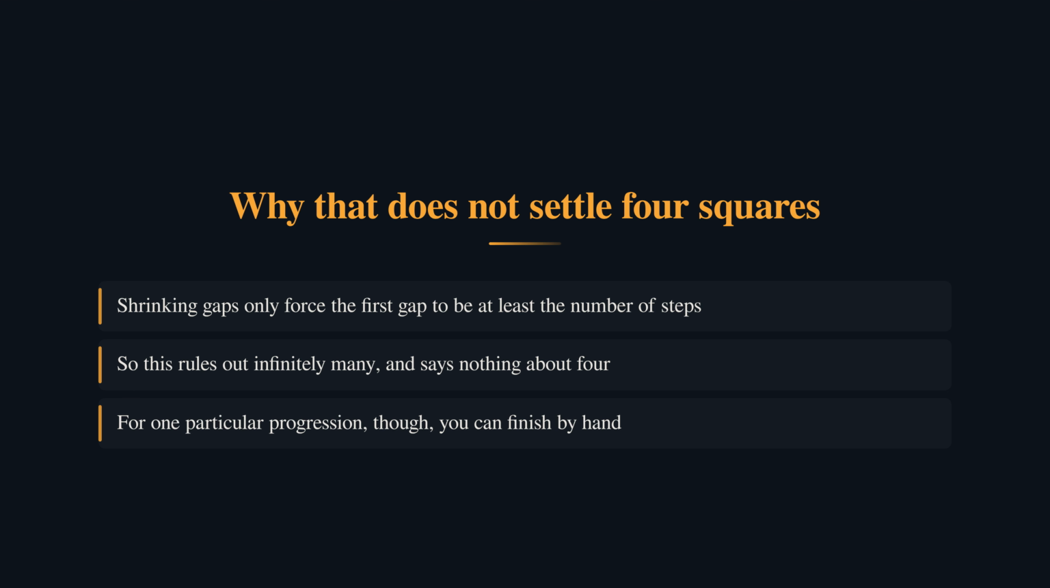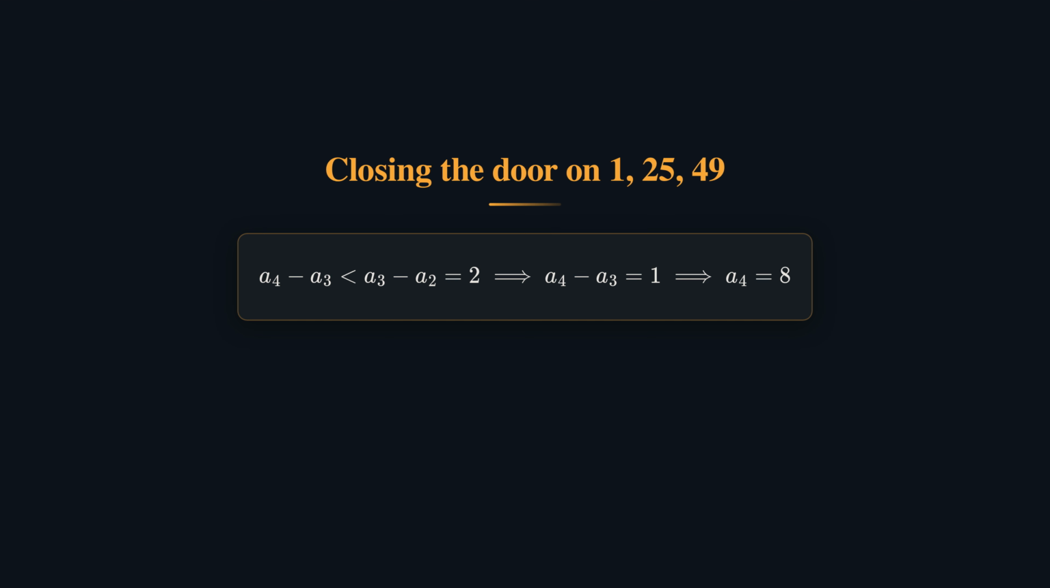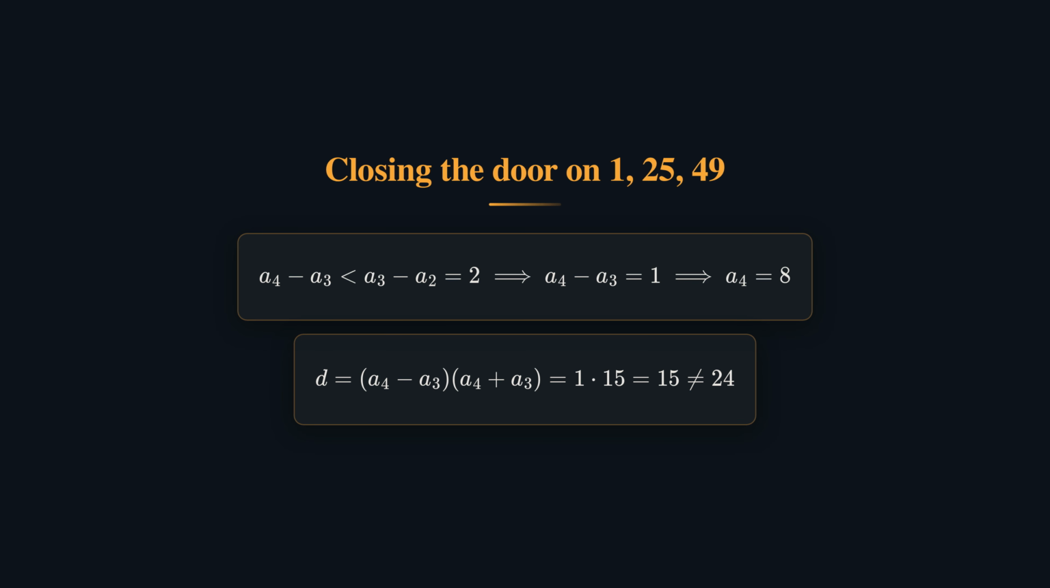For one specific progression though, we can close it using nothing more than the 2 gaps we already computed. Take 1, 25, 49, again where the gaps ran 4 and then 2. A 4th term needs a gap strictly below 2, and the only positive integer below 2 is 1, so the 4th root would have to be 8. But the difference is that same product again. 1 times 8 plus 7, which is 15, while this progression has difference 24. Impossible. And you can see the same thing without any machinery at all. 49 plus 24 is 73, which sits between 64 and 81, not a square.